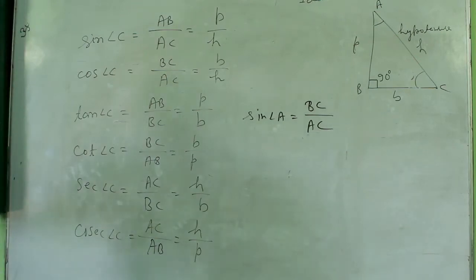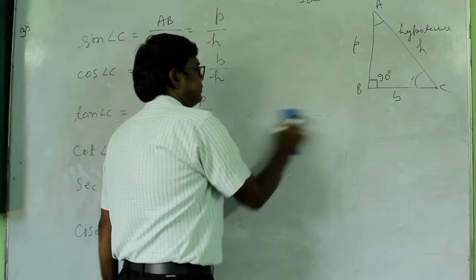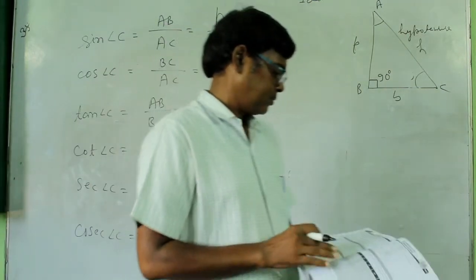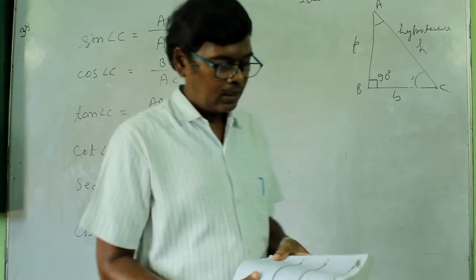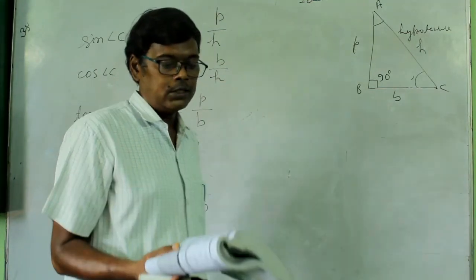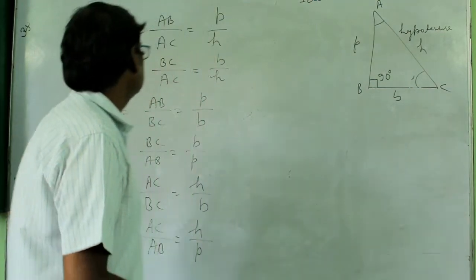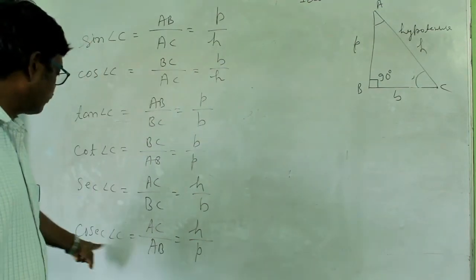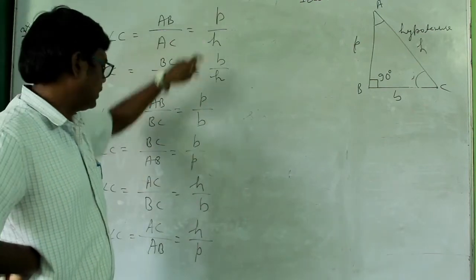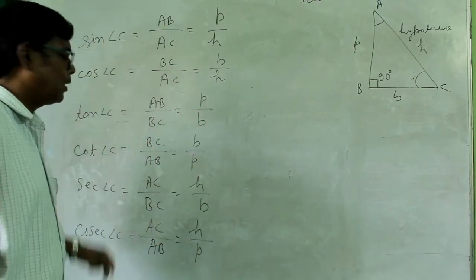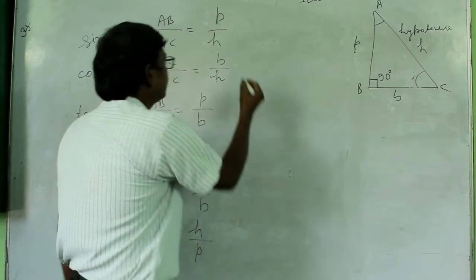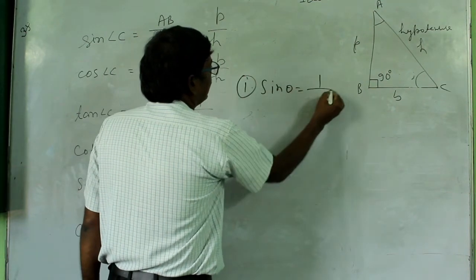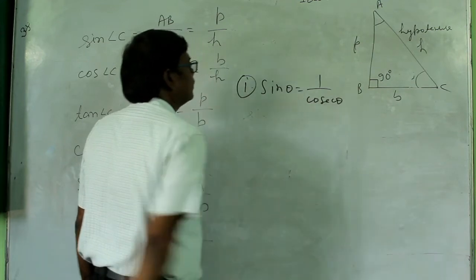So now there are some relationships between the trigonometric ratios. Here you see that sine of angle C equals P by H, and cosec of angle C equals H by P. This is P by H and this is H by P. So sine and cosec are reciprocals of each other. So the formula you can write is sine theta equals 1 by cosec theta. Here you can take any angle; I have taken theta.